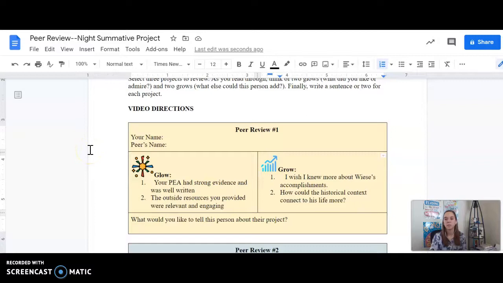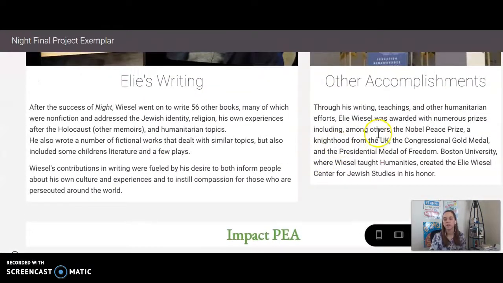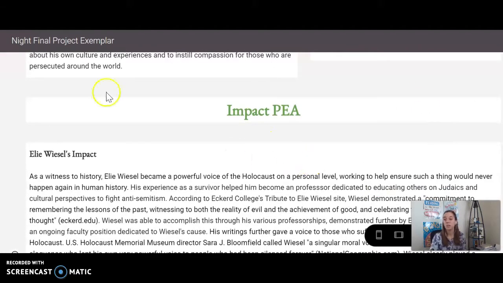So I said, I wish I knew more about, and I spelled that wrong again, my goodness, but I should say Wiesel's accomplishments. I noticed that on this part, I loved that they included that on their website, but it was a little bit vague for me, and I would have liked to know more. I think that would help with the impact PEA as well.